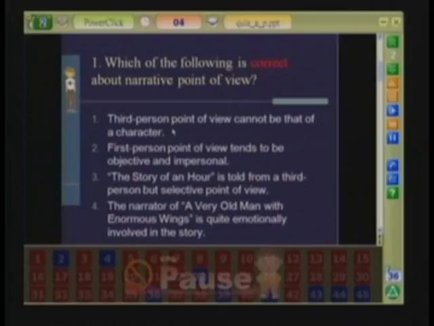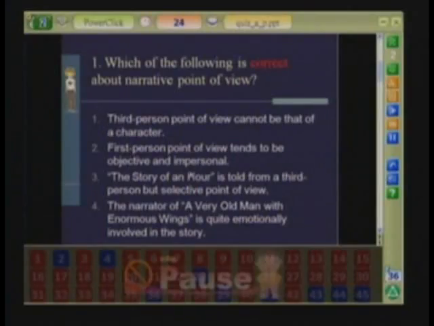Yes, third-person point of view can be that of a witness or an objective narrator who is not involved. So it could be a witness or somebody who is not involved. So it can be a character. And first-person point of view usually is not objective because it's a person involved in the story, telling the story.